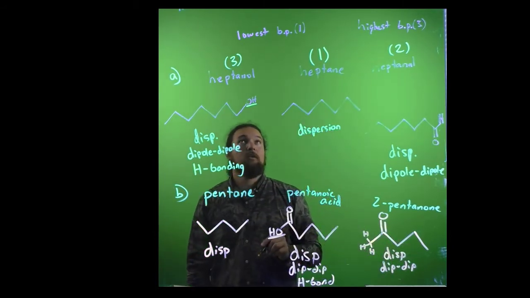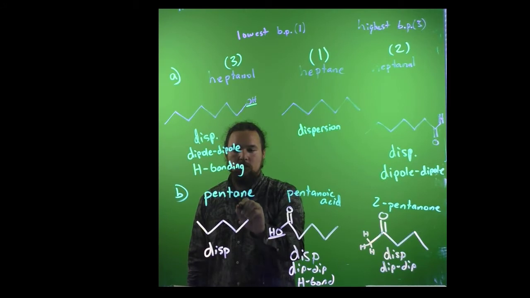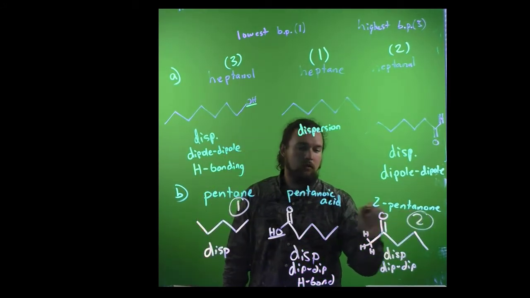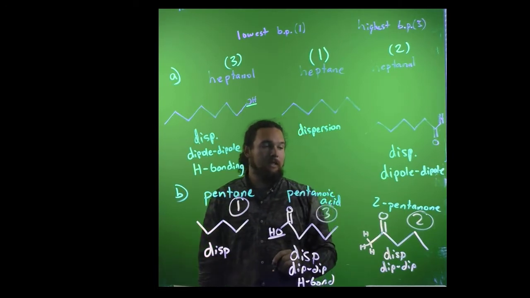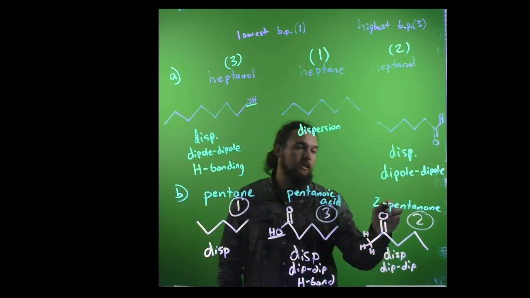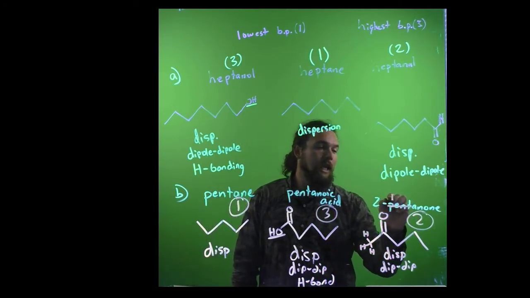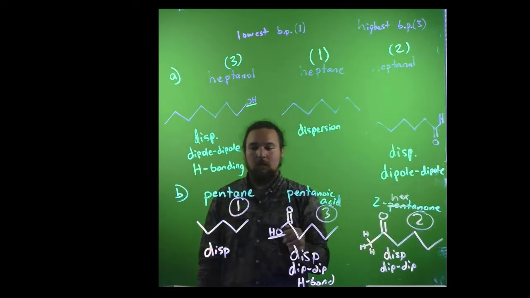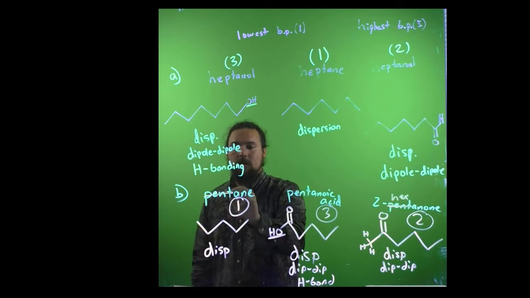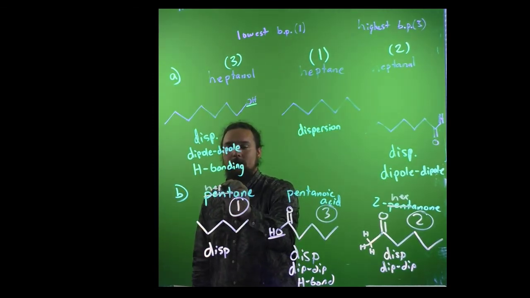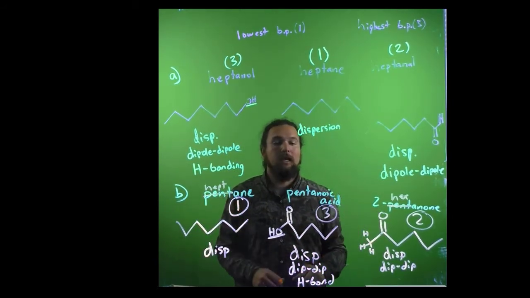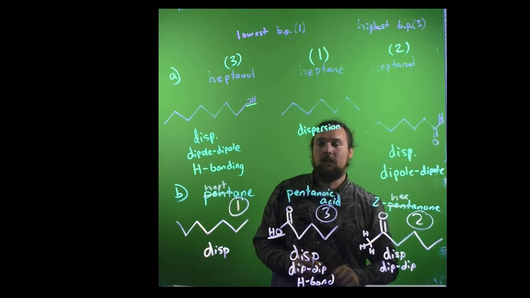So if we're ranking them in order from lowest boiling point to highest, we're going to go 1, 2, 3. And once again, this would be true even if this was 2-hexanone, which would give these similar molecular weights. And if this was heptane, now all three molecular weights would be similar, and that would be the kind of question you can expect to see on your exam.